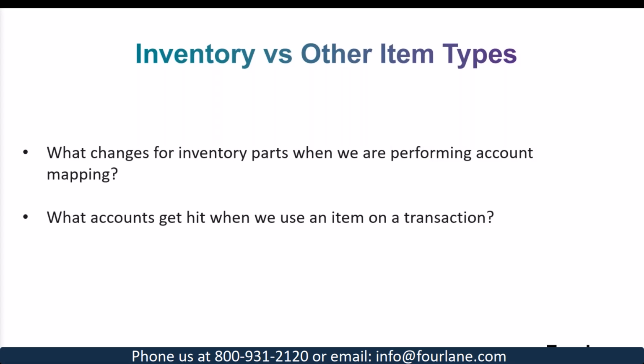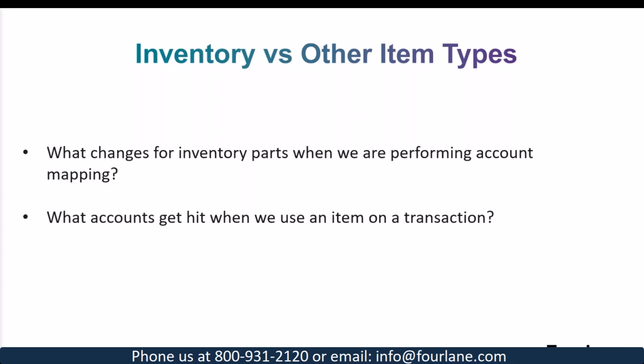Now, one of the things we also want to look at is how our inventory item setup differs somewhat from our other item types inside of QuickBooks. So what exactly is unique for our inventory parts or our assemblies? I'm just going to bundle those together and say inventory as a whole because the setup for them is very similar. But what is different about setting up inventory versus a service, non-inventory, or other charge?